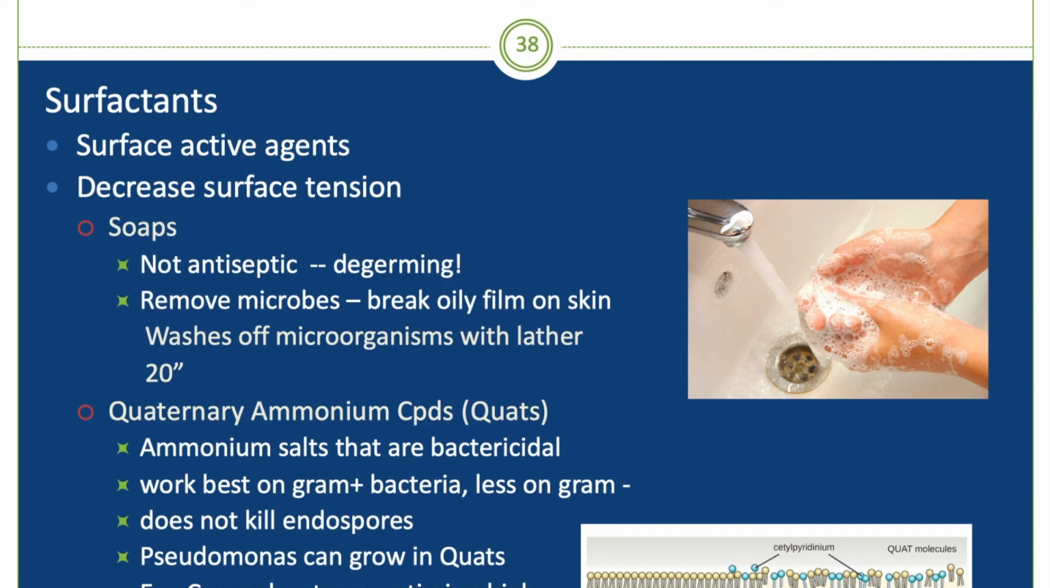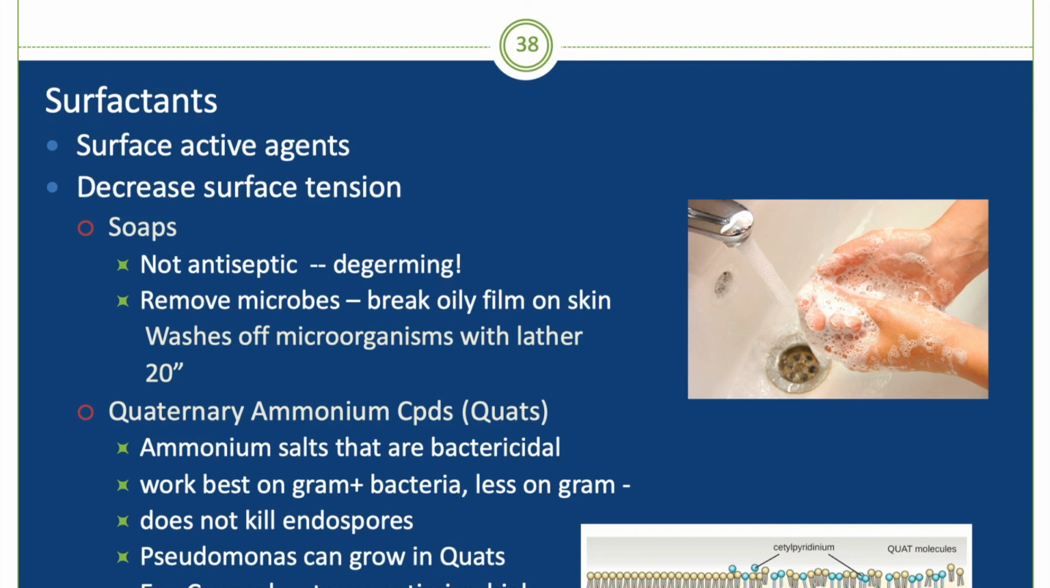So soap is not an antiseptic, it is a degerming agent. The whole process of washing your hands is to remove these microbes, break the oil film on the skin, and help wash them off with lather. And up to about 20 minutes, you should be good. It's more important, especially in this time of COVID, that we know why we're washing our hands and how to do it properly.